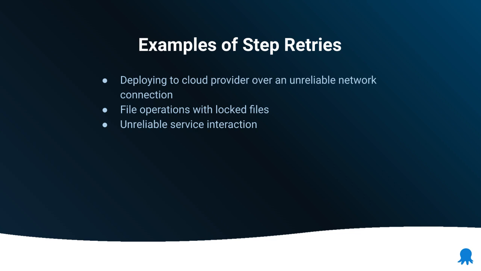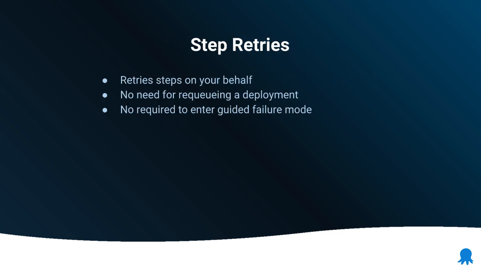You deploy, it fails, you run it again, it works. Step retries will make Octopus do the run it again part for you. You won't have to requeue your deployment. You won't have to go into guided failure mode if that's a feature that you use currently. Octopus will retry for you.